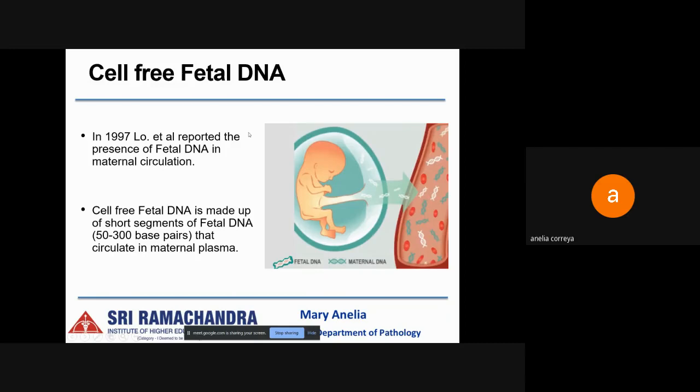Another new thing which was found out was fetal cell-free DNA, which is seen in the maternal circulation, reported in 1997. So what is this cell-free fetal DNA? It is basically short segments of the fetal DNA, about 50 to 300 base pairs in length, which are seen in the maternal plasma.